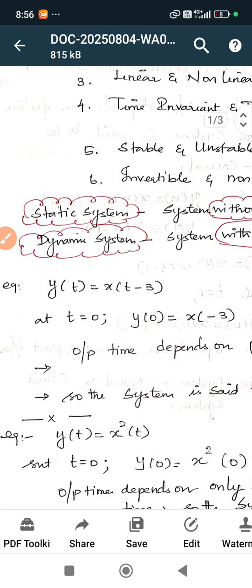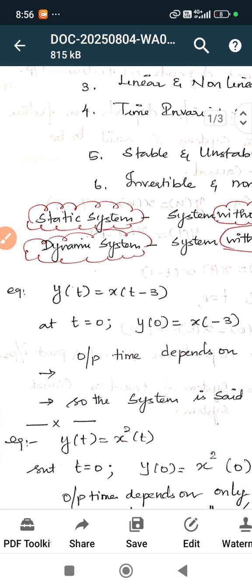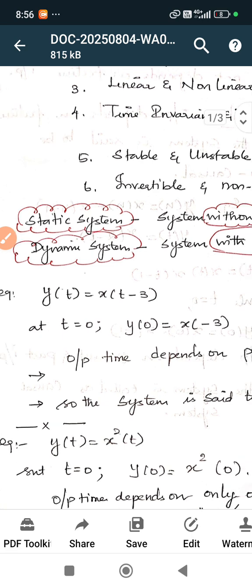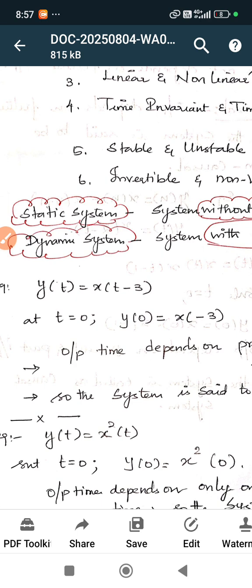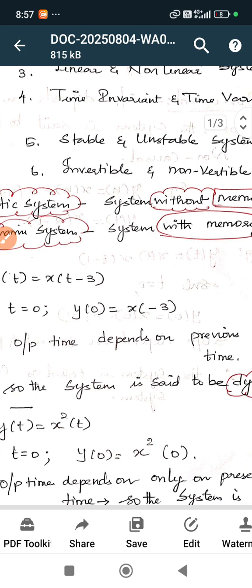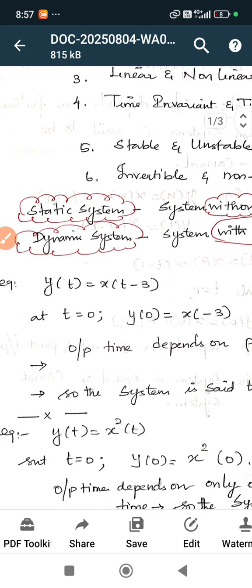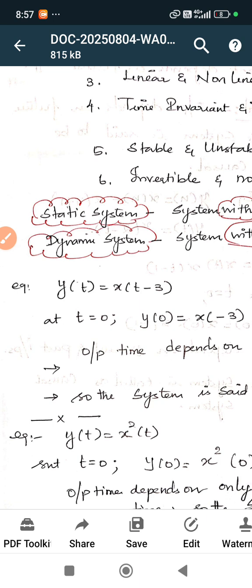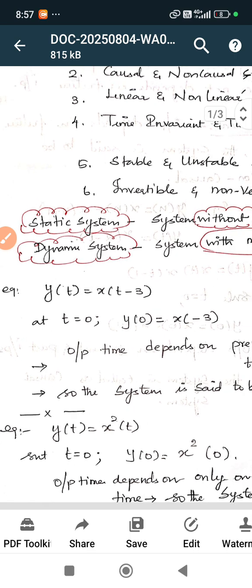See, for example, y of t is equivalent to x of t minus 3. Here we are substituting t is equal to 0. So y of 0 is equivalent to x of minus 3. Here we are representing with respect to time, so the output depends upon the previous input. X of minus 3 is the previous input. If a system depends only on the present input, we call it a static system, and if the system depends on previous inputs, that is, past values, we call it a dynamic system.